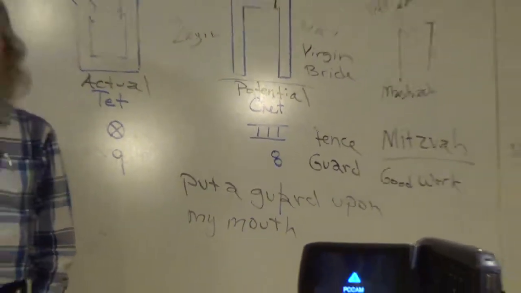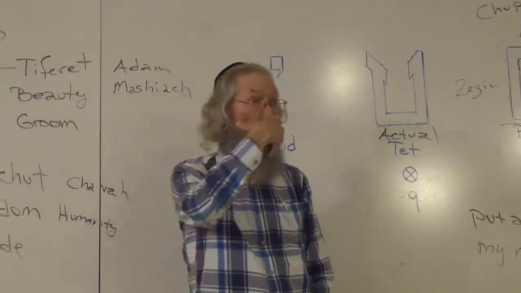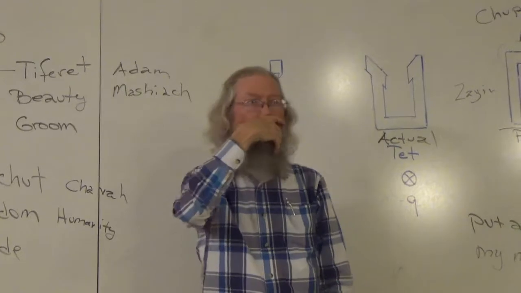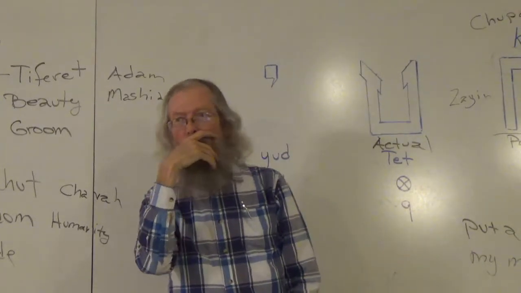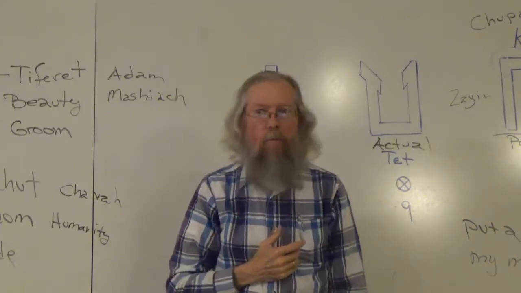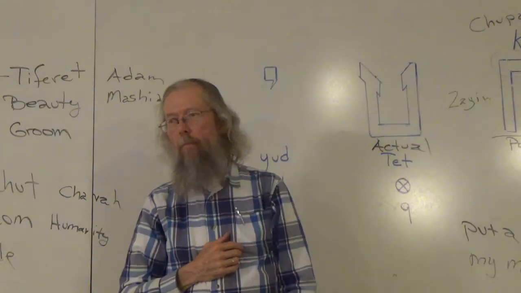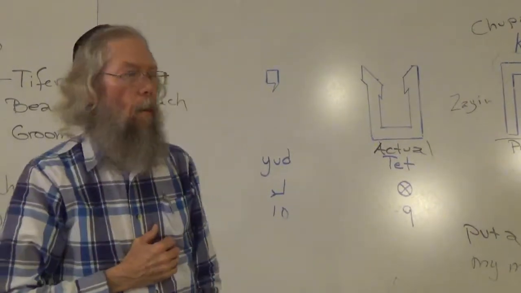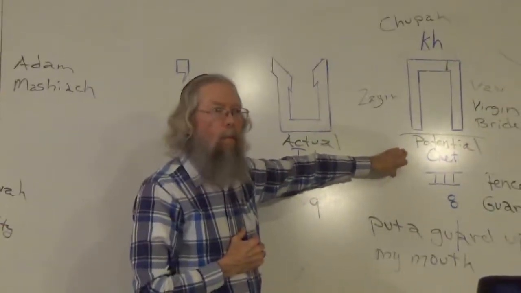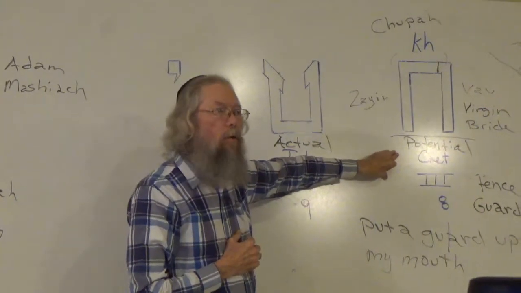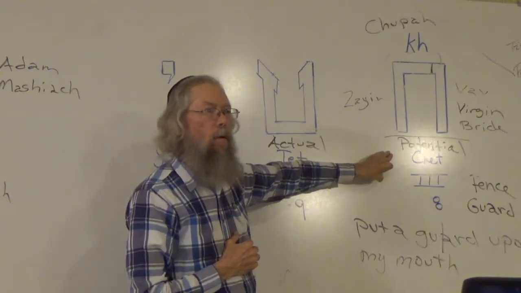David asks God to put a guard upon his mouth, to put a fence on his mouth. Why? Because a lot of us talk too much. You see, it all has to do with this. You have potential. You have the ability to say something, but because you have the ability does not mean you have to say it.